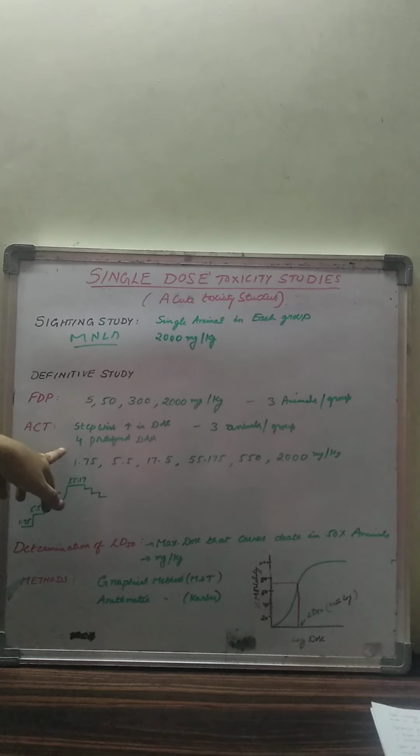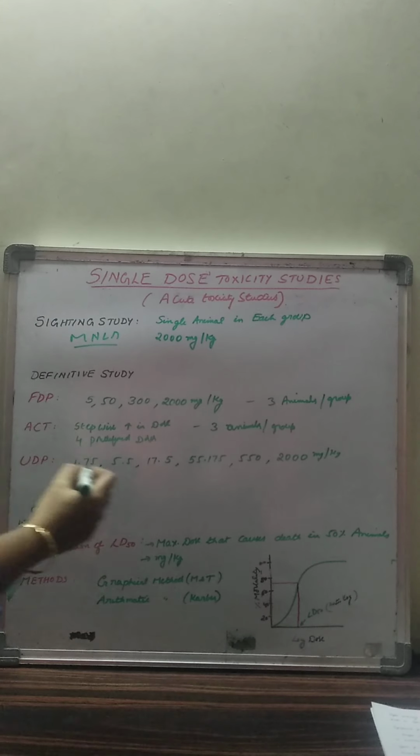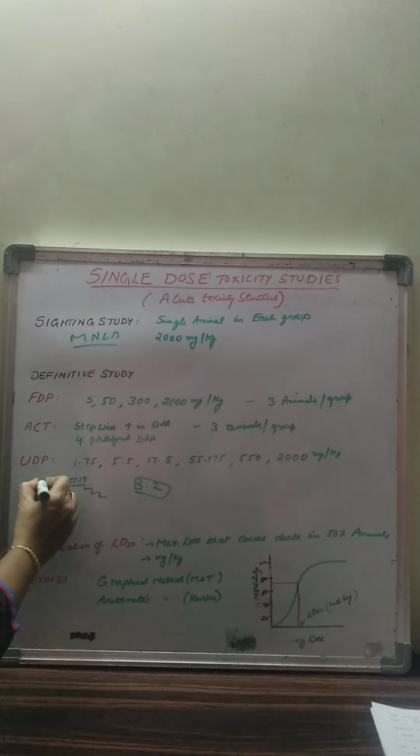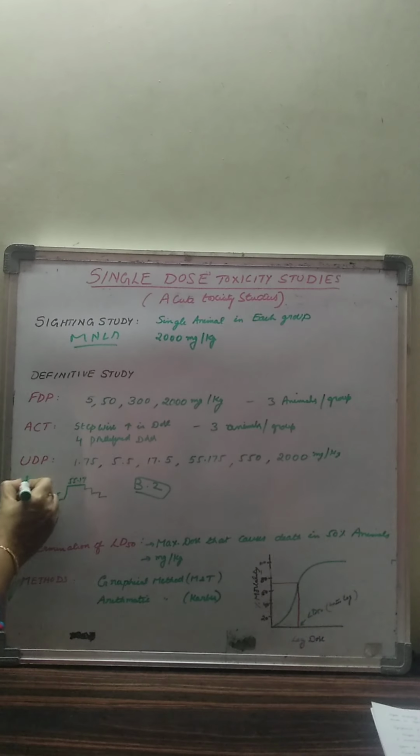So here, what stepwise increase in the dose should be given for each group. Next one is UDP. This is a very popular method where you require fewer animals. UDP means the up and down procedure. Here the doses generally have 3.2 increments, so you are increasing the doses at 3.2 increment.